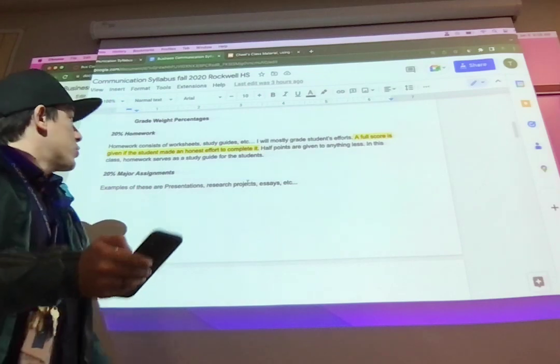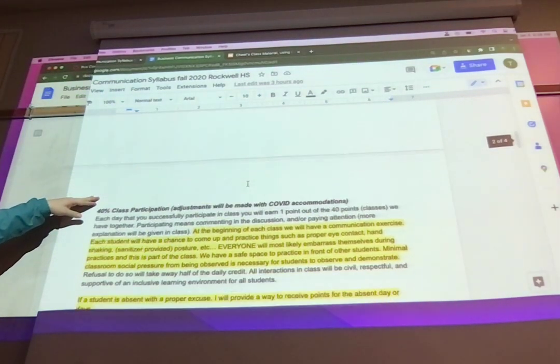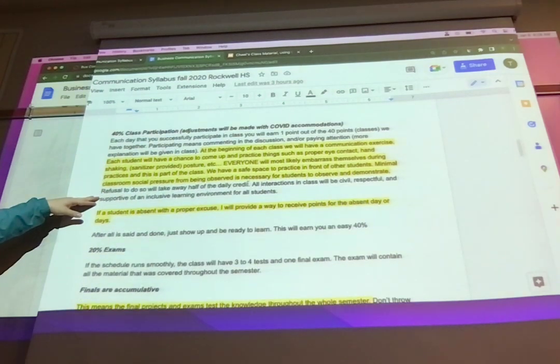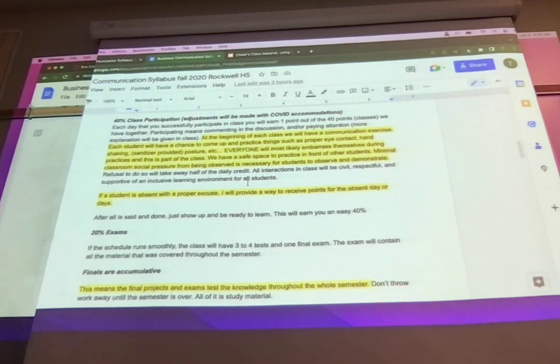Let's continue on. So 20% classwork, 20% major assignments. It's like 40% participation. Okay, participation is huge also in this class. I have several classes with 40% participation.